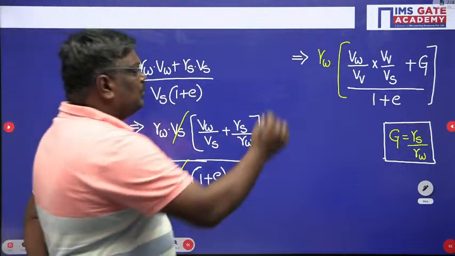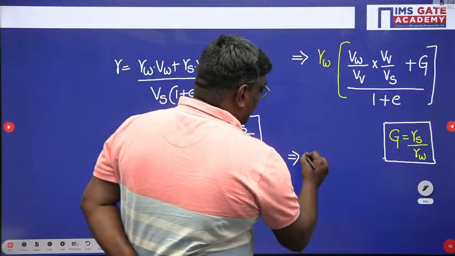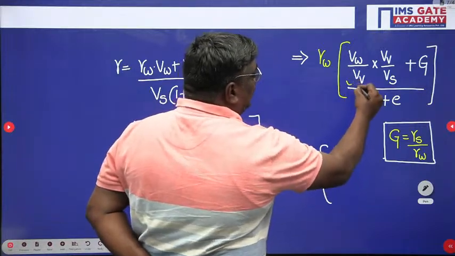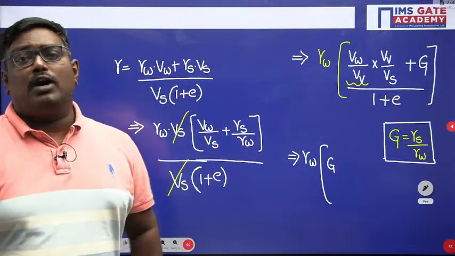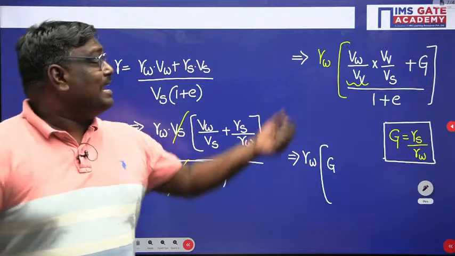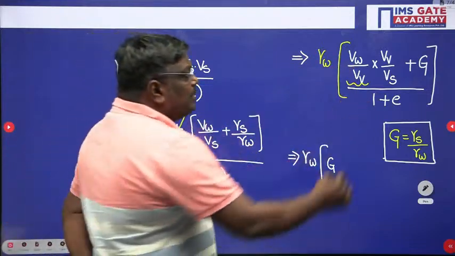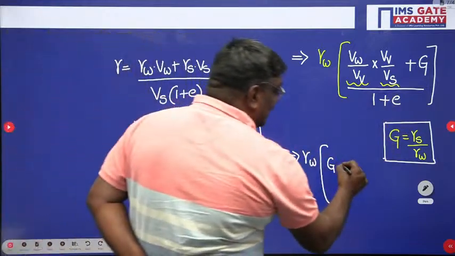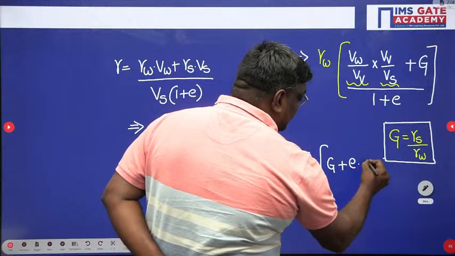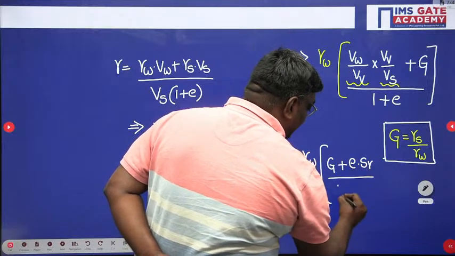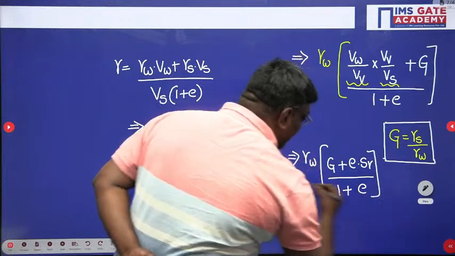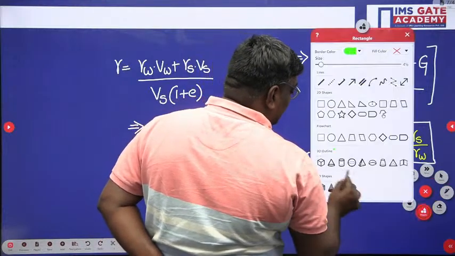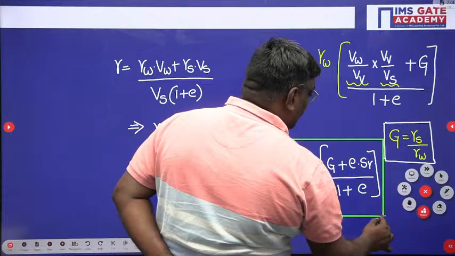Now here if I substitute, my dear students, I can write it as gamma W into G plus, what is this relation? Volume of water by volume of voids. Can anyone tell me? Volume of water by volume of voids is nothing but what, Rocky? It is nothing but degree of saturation. What do you mean by volume of voids by volume of solids? It is nothing but void ratio. So you can write gamma W, G plus e into Sr upon 1 plus e. So this is the final equation. You can write gamma is equal to what, sir? G plus e Sr.